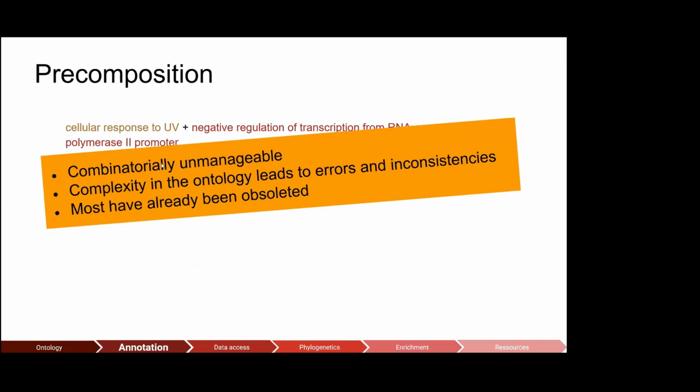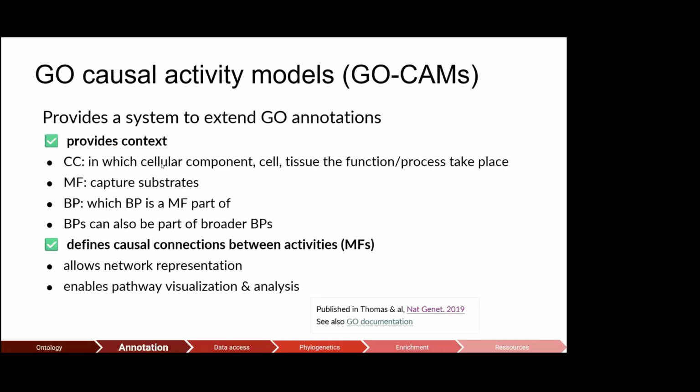That was the question someone asked earlier to Pascal. So that's one of the reasons why so many GO terms have been obsoleted, because they tried to make complex terms, but then they thought it was not manageable. So we went back to more simple GO terms, and instead try to represent the complexity using GO-CAMs.